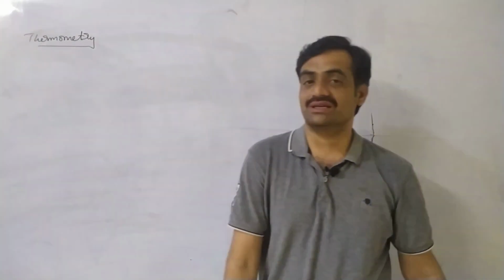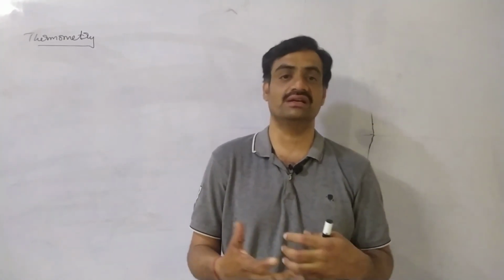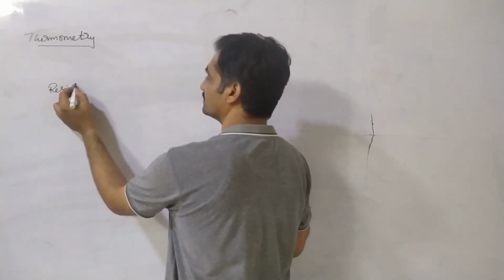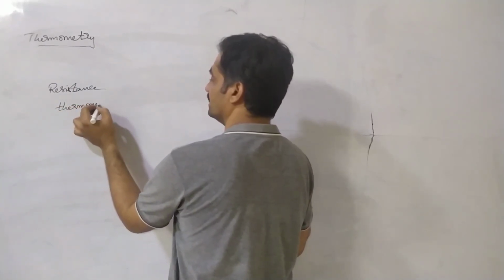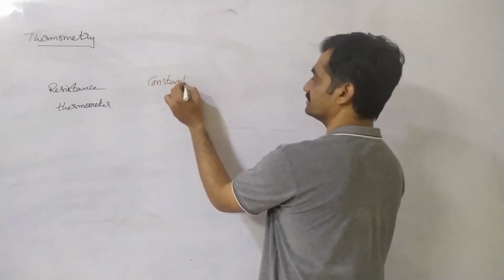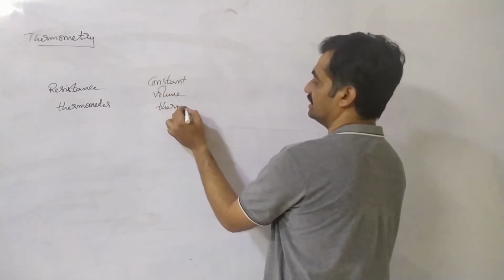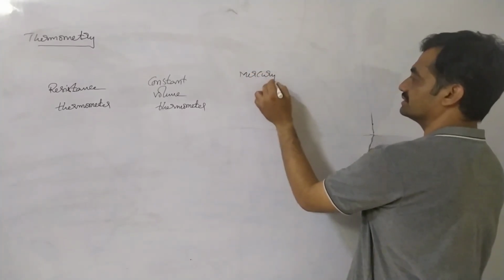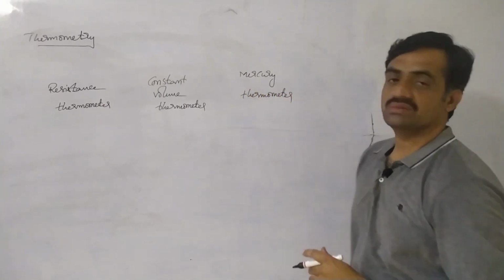Now we are going to discuss thermometry. Thermometry is the process which deals with the measurement of temperatures by using different methods. The first method is a resistance thermometer. And here we can also represent a constant volume thermometer, as well as a mercury thermometer. So come to the case of these thermometers.